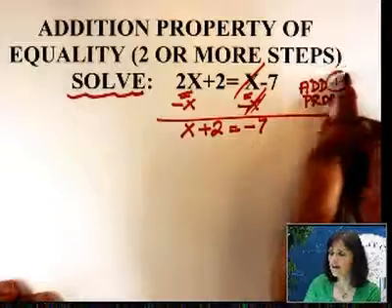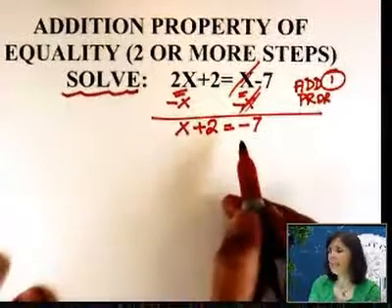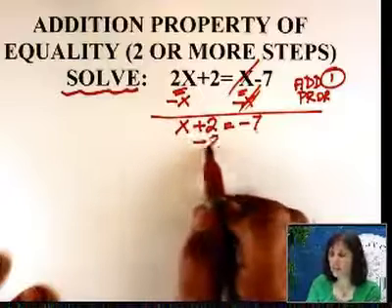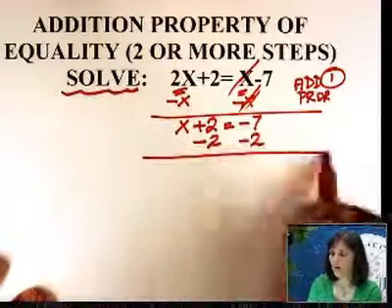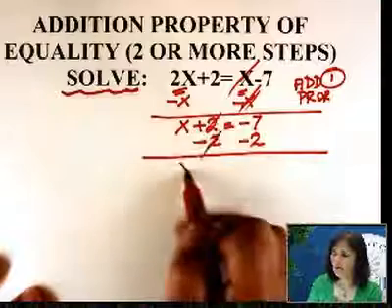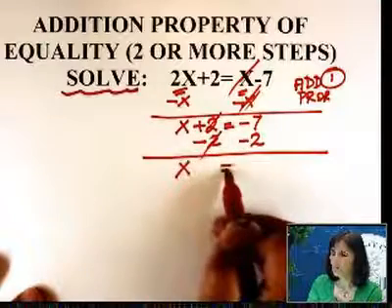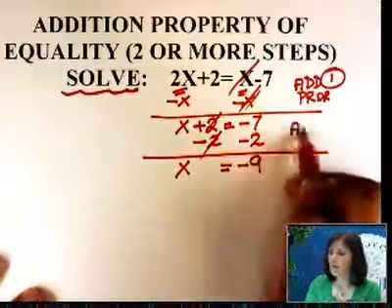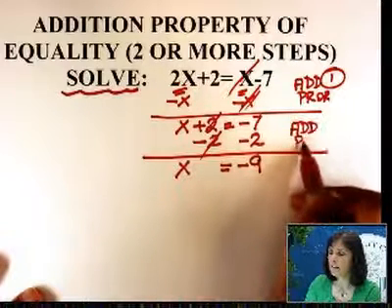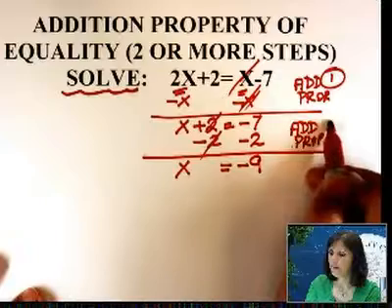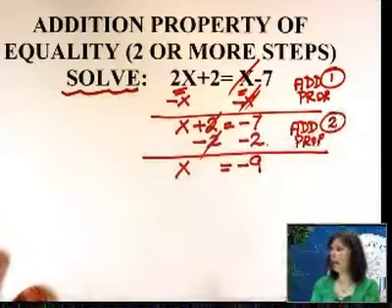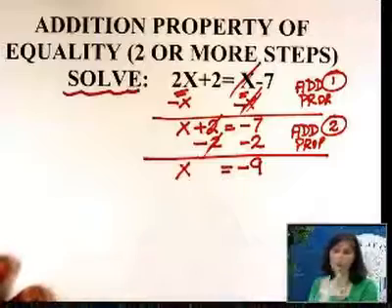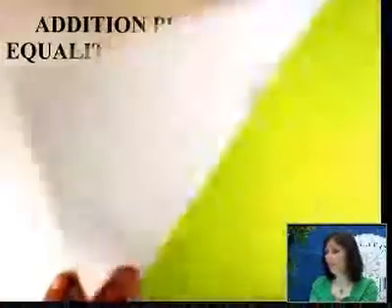That's the first time. Guess what? Now you're going to do it a second time. So you want to get rid of the 2, subtract 2. These two will cancel out. X equals negative 7 minus 2, negative 9. So this is the addition property a second time. The first time I move the x's around, the second time I move the numbers around. So you can do that more than one time.